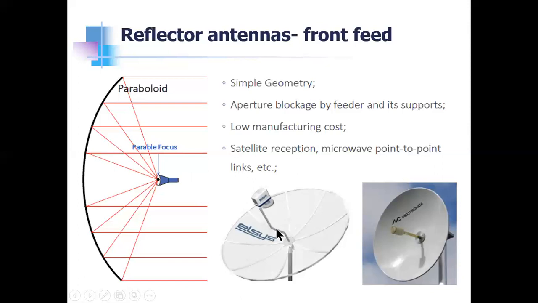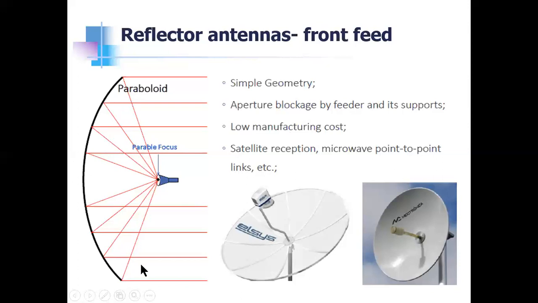And you can see there are some supports for this feed. So this support will also contribute to the aperture blockage. Advantages: the manufacturing cost is less, and we get satellite reception, microwave point-to-point link, etc. And the geometry is simple. So this is one way that we can place the feed at the focus of the parabolic reflector antenna.